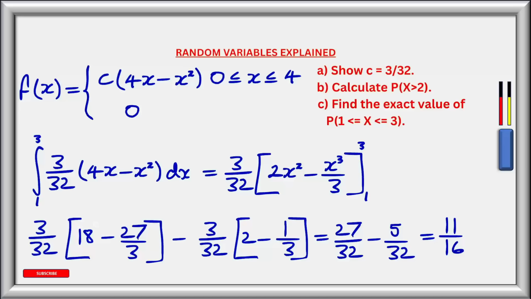I'm plugging in the limits of integration for this. So starting with x equals 3, we have 3 over 32 into the bracket of 18 minus 27 divided by 3. And we subtract from this the result when we plug x equals 1 into the function. And we get 3 divided by 32 into the bracket of 2 minus 1/3. And evaluating this, we get 27 over 32 minus 5 over 32. And this equals 11/16. So the probability that x lies between 1 and 3 is 11/16.